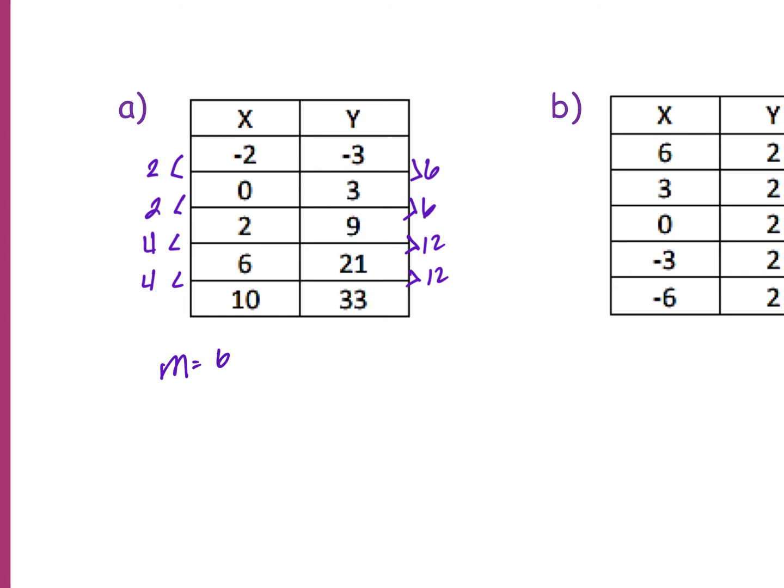So 6 over 2 has to equal 12 over 4. Is that true? Do they equal each other? Yeah. Is everyone agreeing or just going with what Halima's saying? What's 6 divided by 2? 3. What's 12 divided by 4? 3. So what's my slope? 3. Does that make sense?